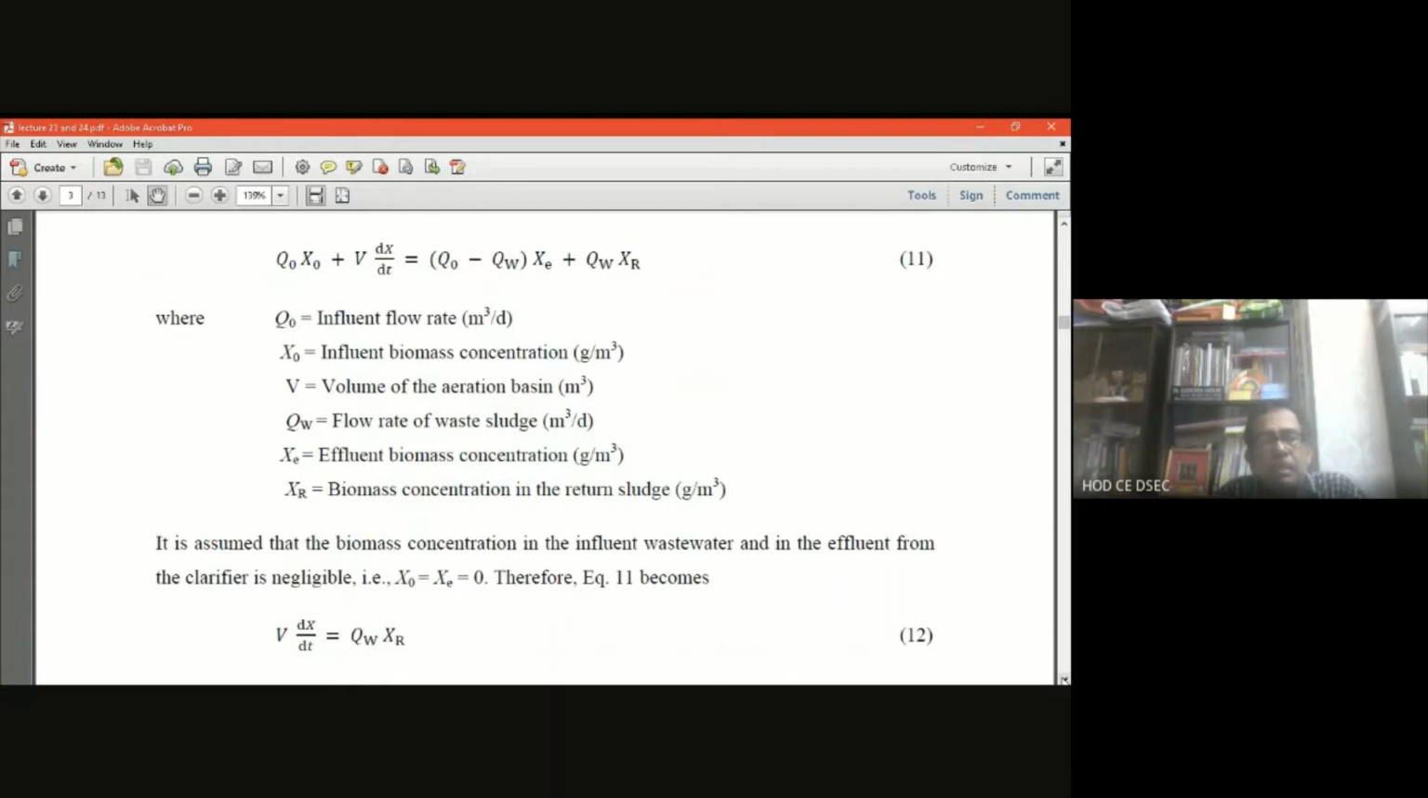It is assumed that the biomass concentration in the influent wastewater and in the effluent from the clarifier is negligible. That means X0 and Xe equal 0. When it is treated water after treatment, it is not expected that there is biomass in the effluent water, so Xe can be equal to 0, and the biomass is present in the reactor. When water comes from the primary sedimentation tank, it is expected to contain no biomass. So X0 and Xe should be considered as 0 in our assumption.